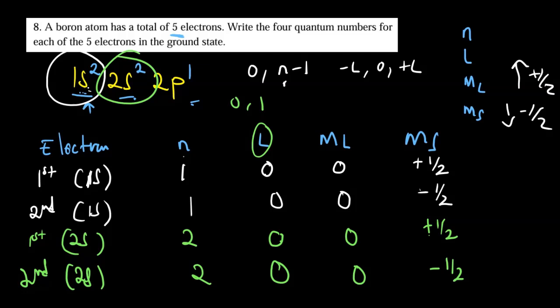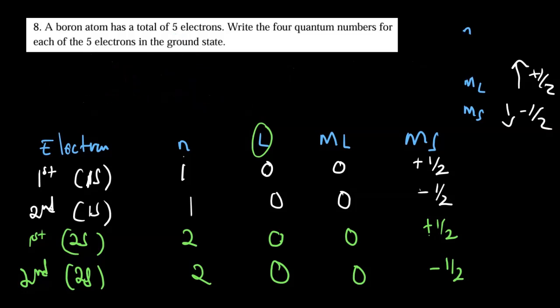Okay, so we are only remaining with this guy here, which is the 2p electron. So the 2p electron, we only have one of it. So I'm going to write it on top here. So I'm going to say the 2p electron. Okay, so we have one electron here.